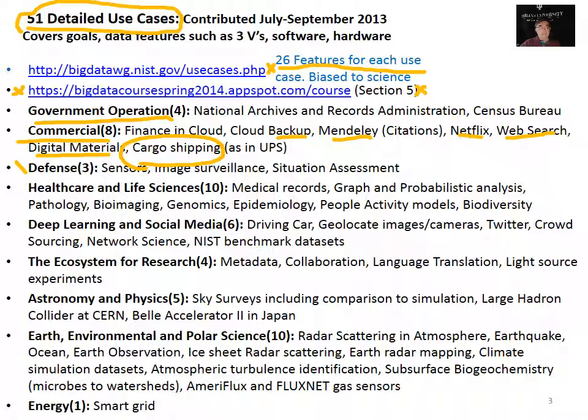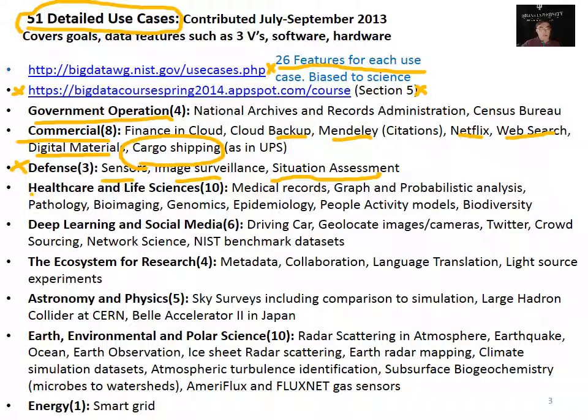Here we have defense, where we had 3 related use cases: the actual sensors involved, what's involved with surveillance and imagery, and then deriving results, what's often called situation assessment. You have all your sensors, the commander needs to decide what all that means, and he or she has to be helped by the big data analytics.